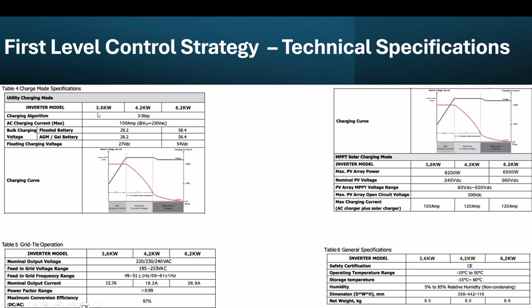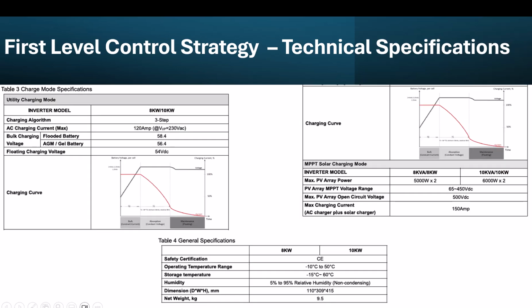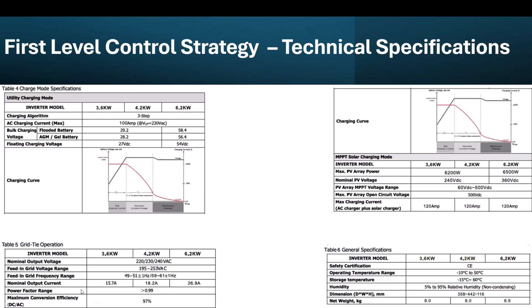Then if we look at these inverters that have got the grid tie operation specification, it also gives you additional information. What is the nominal output voltage? What is the feed-in grid voltage? It will vary within that range. What is the feed-in grid frequency? Output current? What's the power factor, above 0.99? And what is also the efficiency when you are converting DC to AC, which is about 95%. So you have got additional information.